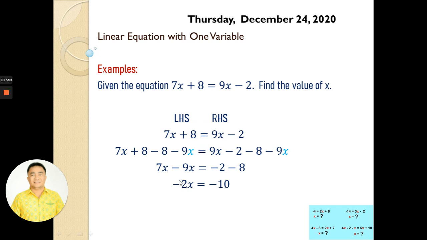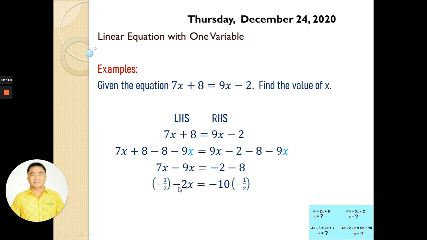Transpose this as denominator on the right side. Or you can multiply this by negative 1/2 on both sides. So you can do it two ways: multiply by negative 1/2, or you can transpose negative 2 down here on the right side as denominator. So what I did is I multiplied by negative 1/2 on both sides. It must be on both sides.